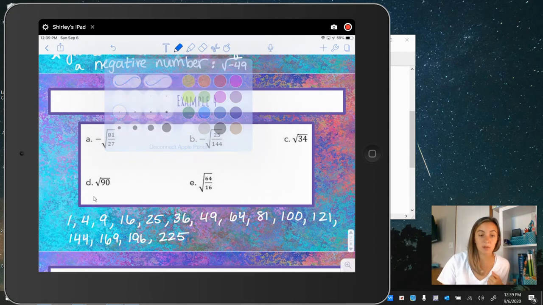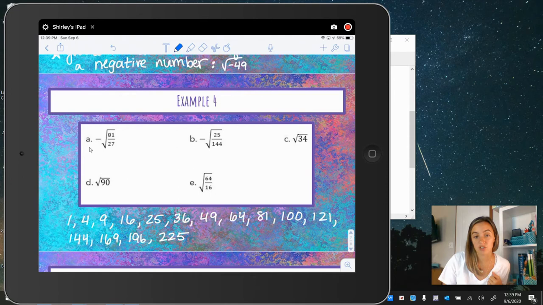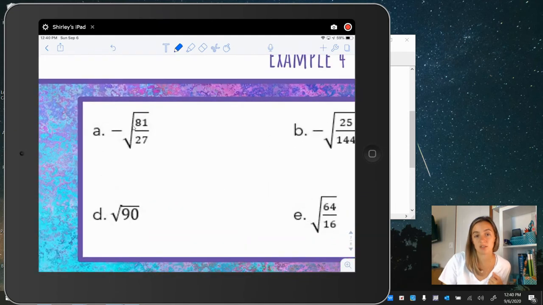So we want to simplify these expressions. For question A, I have a negative sign on the outside. So I have the negative square root of 81 over 27. What might be easier to start is to reduce our fraction first. So I have 81 over 27. If we're reducing fractions, think in our heads, what can I divide 81 and 27 by? I can divide them both by 9. So that's going to give me negative square root of 9 over 3.